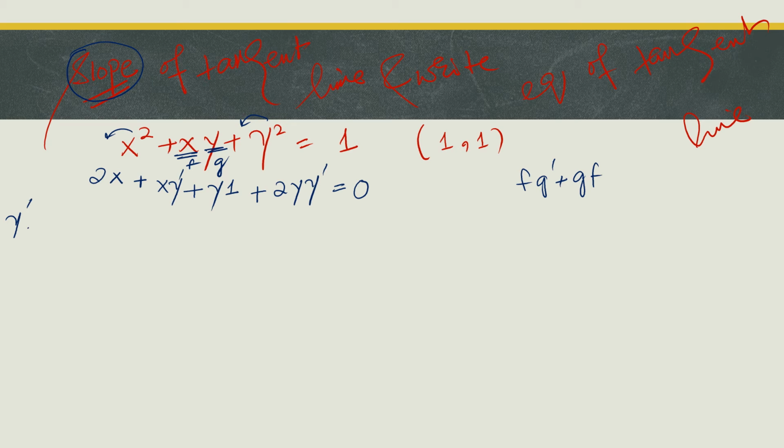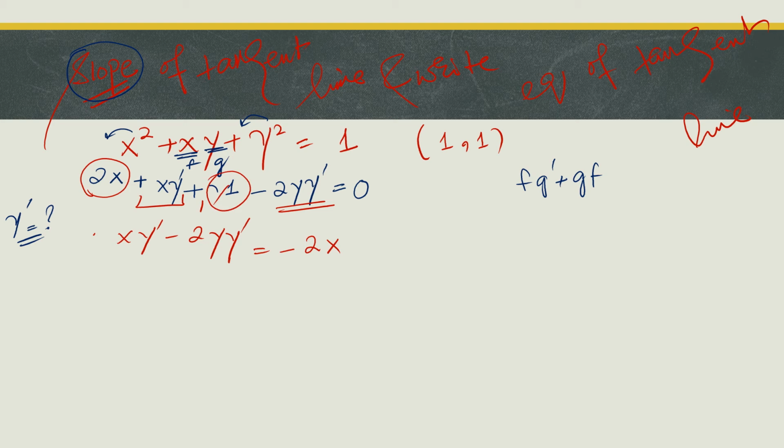Now first of all solve for y prime, which means find the y prime. Keep all the terms that have y prime on the left hand side. So xy prime minus 2y y prime. And now bring all the terms which don't carry the y prime to the other side. So this 2x, bring it on the right hand side, gives you negative 2x. Similarly, plus y, bring it to the other side, it will give you negative y.